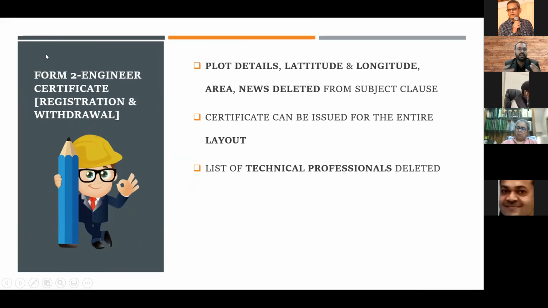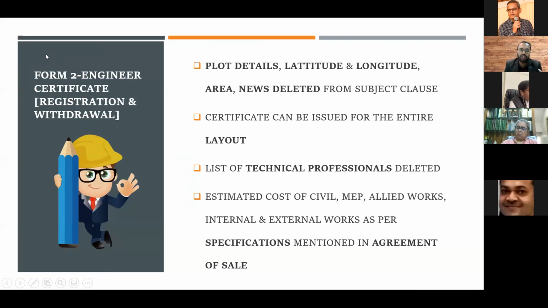Now the estimated, see, engineer used to certify estimated cost to be incurred and actual incurred. So what is the change is, estimated cost of civil, MEP and allied work, internal, external works as per specification. Now this word is very important: as per specification mentioned in agreement of sale. All those specifications, the estimated cost of those, on that basis he is giving this certificate.